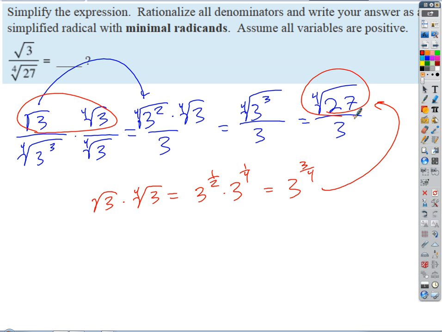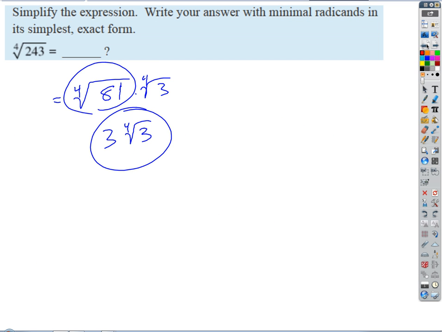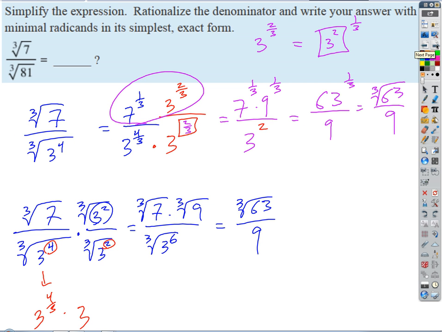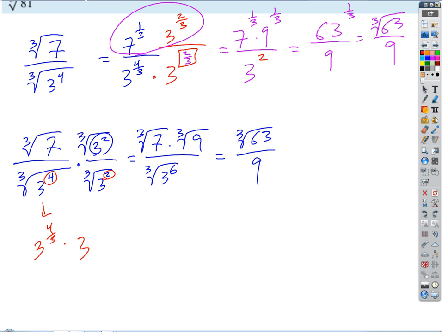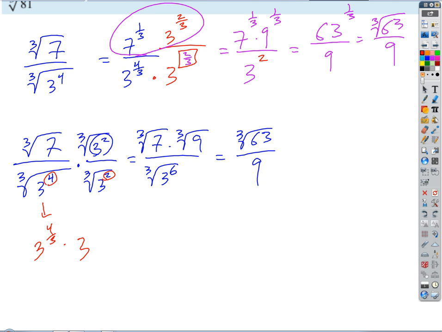Yes, ma'am? So when you're simplifying the bottom, is it always gonna cancel with just the like base? No, it didn't the first time, did it? If I understand your question, like right here on the bottom, we got 9. Why did we get 9 that time? Because we started off with 3 to the 4/3, right? Which is the same thing. If we wanted to, we could have written that as 3 times 3 to the 1/4, and then multiply top and bottom by 3 to the 3/4.